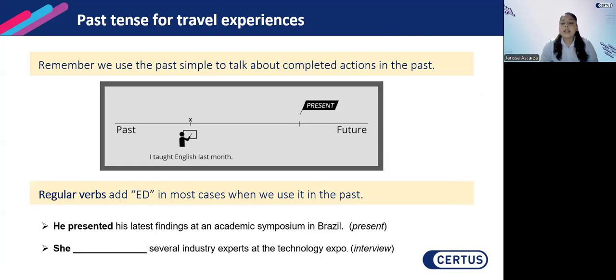But we are talking about the past, right? That's why we are applying the first rule. That is, we are adding ed: presented, okay? The second one is for you. Look, she interviewed several industry experts at the technology expo. And here the verb is interview. So what do we have to do? Just add ed. So we have interviewed, right?